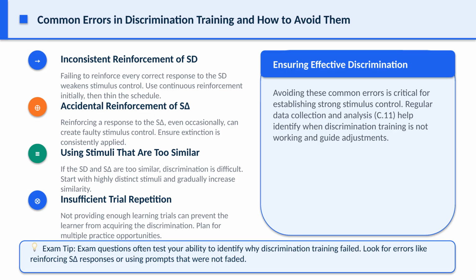Insufficient trial repetition prevents the learner from acquiring the discrimination, so plan multiple practice opportunities. Prompt dependency is a major pitfall. If prompts are not systematically faded, the prompt, not the SD, controls behavior. Finally, without probe trials that present the SD and S delta without prompts, you cannot verify true stimulus control. On the BCBA exam, expect questions that ask you to identify which error is occurring in a scenario, such as recognizing that a learner only responds when a verbal prompt is present, indicating prompt dependency rather than genuine discrimination.